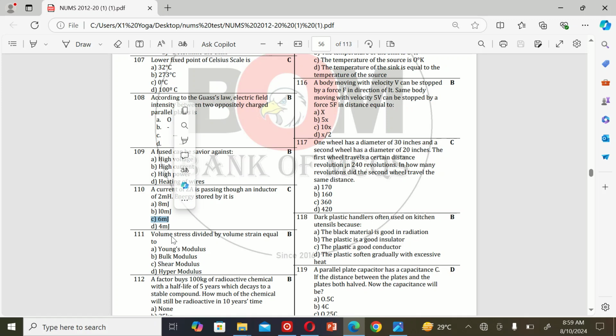The next MCQ is: volume stress divided by volume strain is equal to: A, Young modulus; B, Bulk modulus; C, Shear modulus; D, Hypermodulus. So the correct option is B, Bulk modulus.